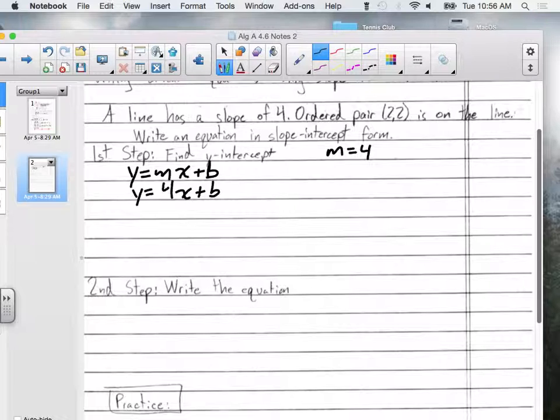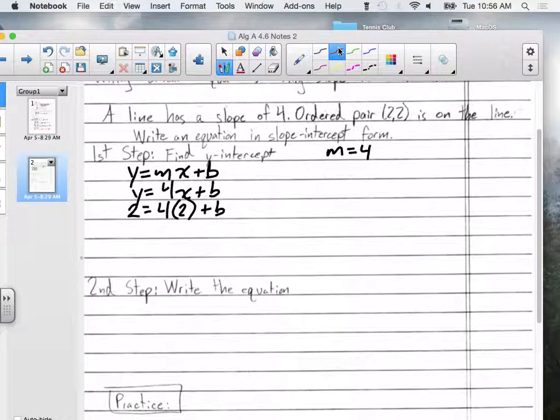So if we have ordered pair 2, 2, what's our y value? 2. And what's our x value? 2. So what's the only variable left in that problem? B. So should we be able to solve for b? Yes.